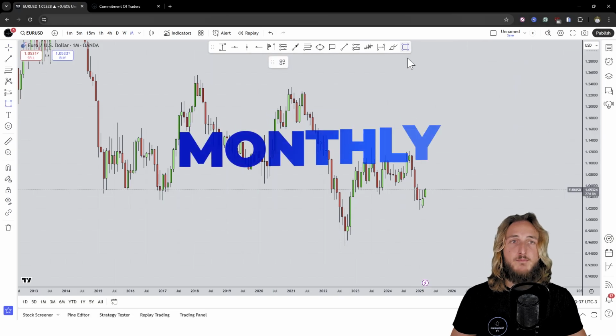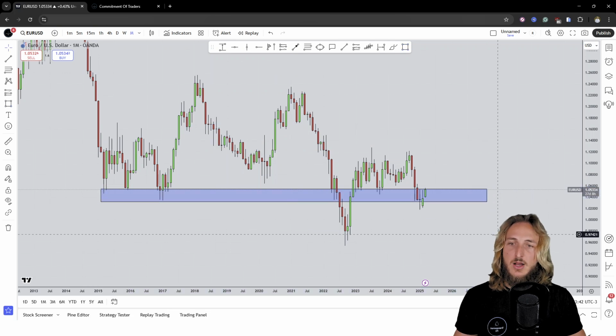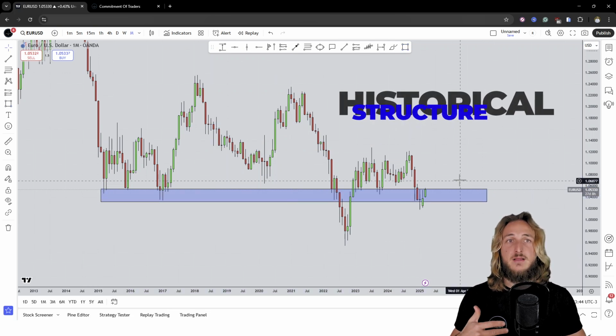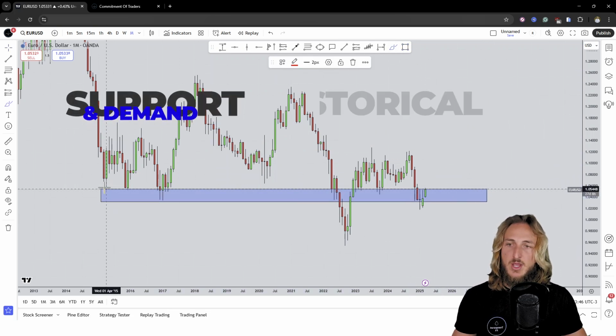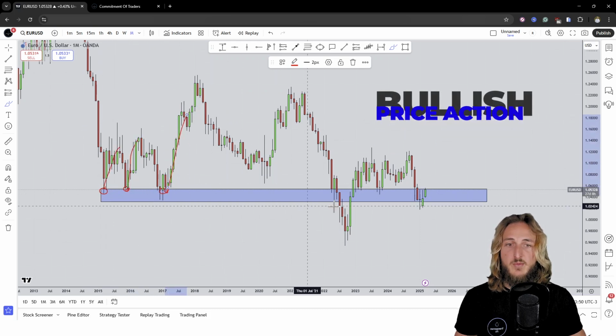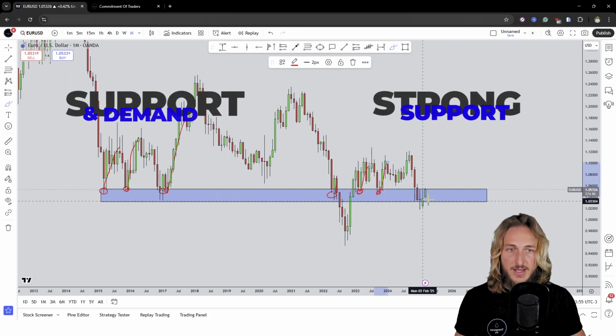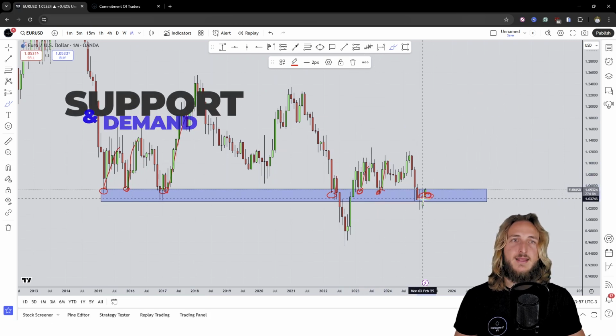Now, starting here from the monthly time frame, what we can see is that at the moment we have a market which is testing a quite strong historical monthly support and demand area. From here, all these previous rejections to the upside were created, so every time the market tested this zone, it respected it as support and demand, and at the moment the market is testing again the exact same level.